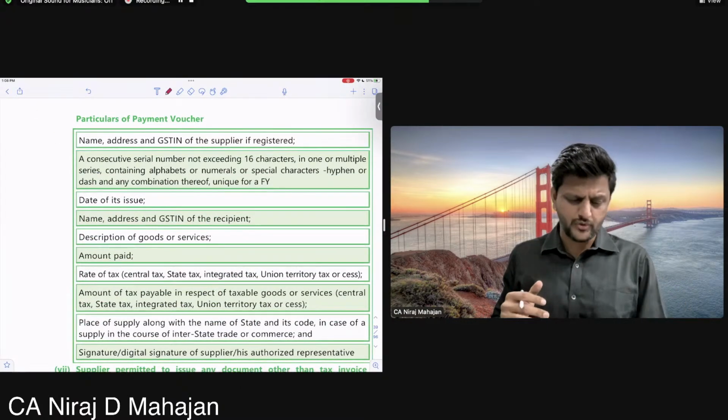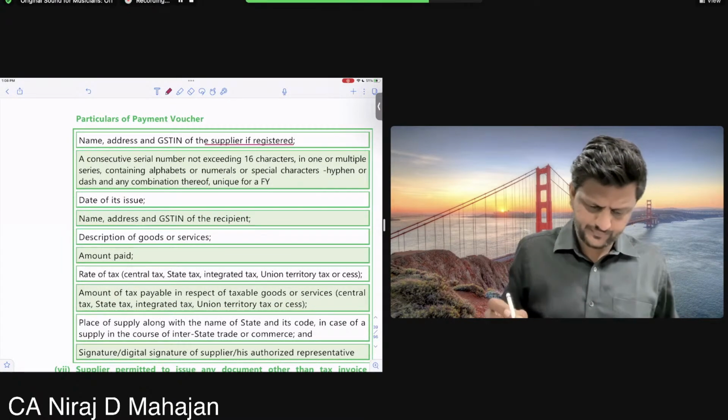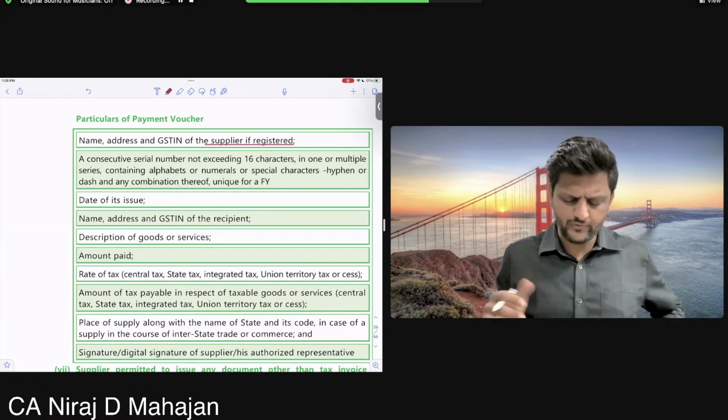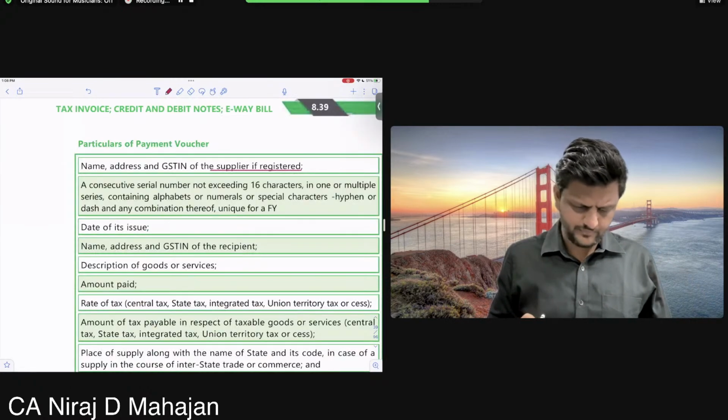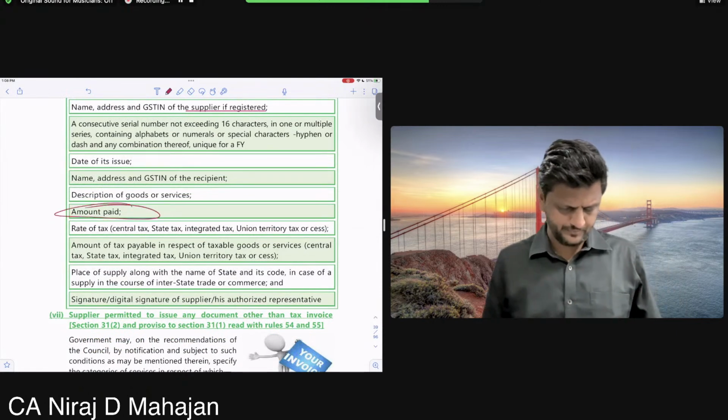Other details that the payment voucher will have: the supplier, if registered. It will not be there. Sale number, amount paid. It is a payment voucher, na bachcho.